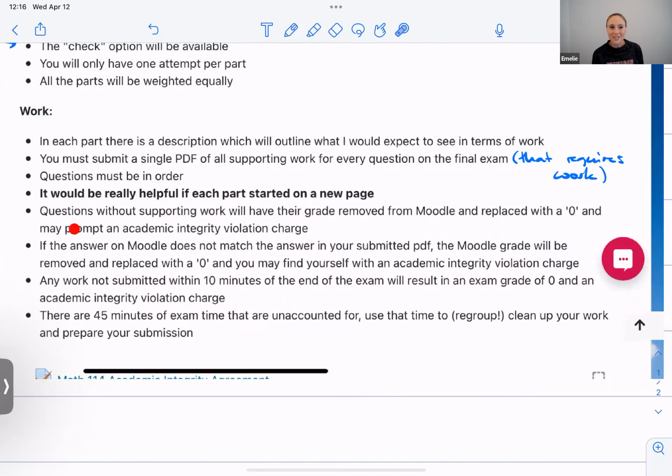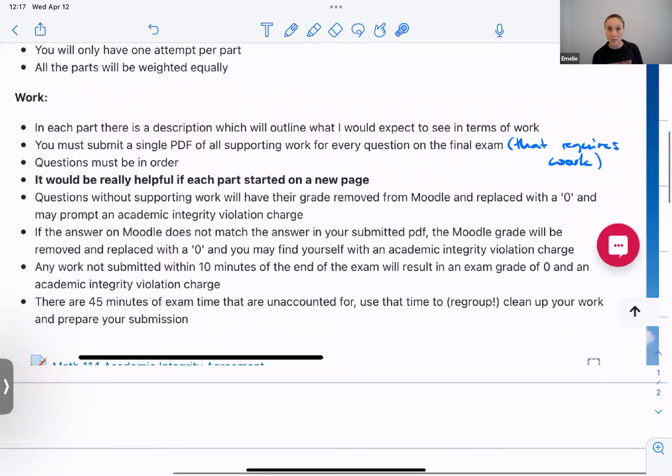This is where things get a little scary. Questions without supporting work will have their grade removed from Moodle and replaced with a 0, and may prompt an academic integrity violation charge. That's my right. If I think you got these answers from somewhere else, I'm allowed to look into that. So you want to show all your work, and only if it requires work. There are some parts that say no work required. Don't worry about those.